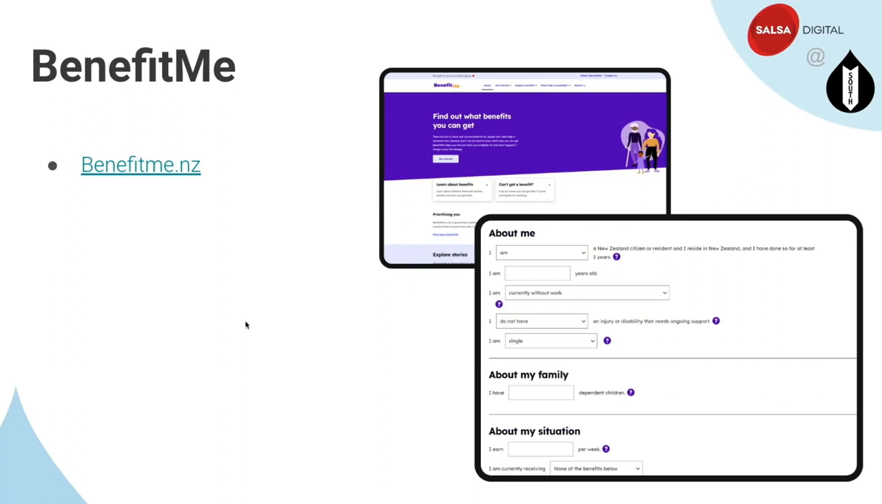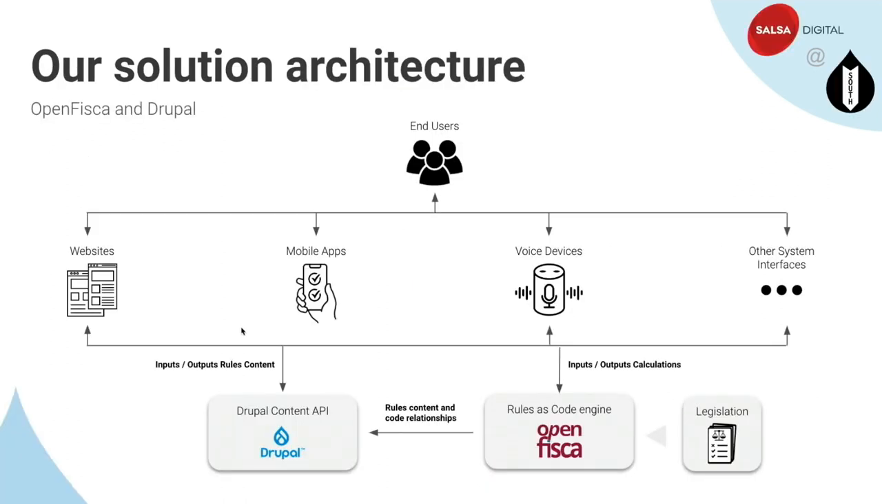All right, so we've already done this as well. I would also very quickly touch on the solution architecture, the compulsory diagram. We have to have that, right? As I had already talked about, we have the legislation here, and we try to convert it into rules as code. We try to convert it into calculations, etc., and we fed that into OpenFisca. And then in Drupal, we had the content API for it. We had the rules content and code relationships. I'll be talking about this a bit more.